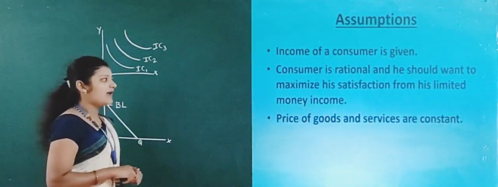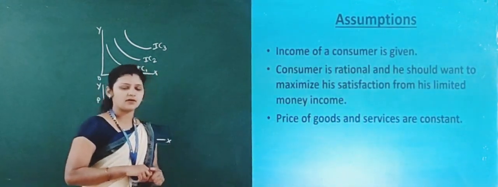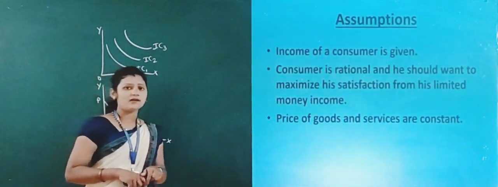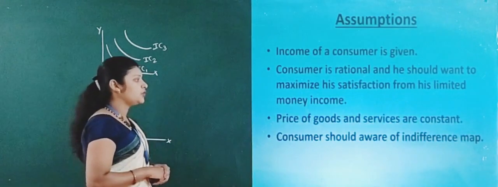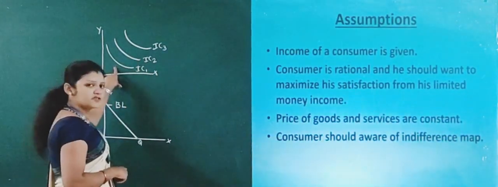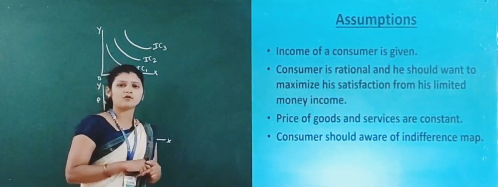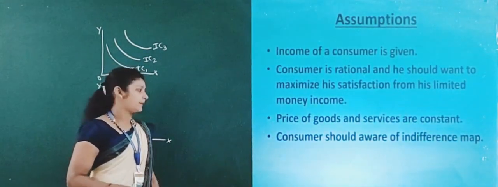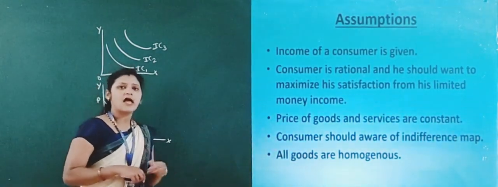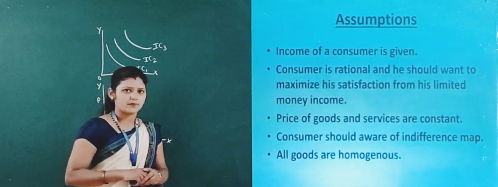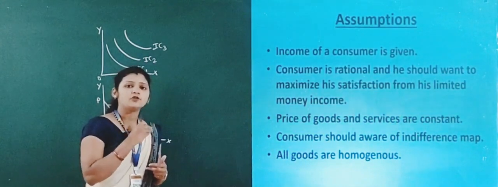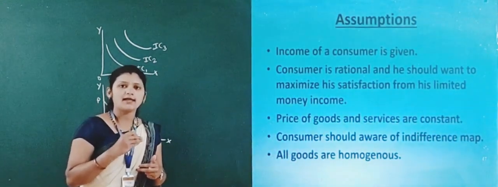The prices of goods and services are constant, meaning the prices of other related goods and services are constant. The consumer should be aware of the indifference map. All goods are homogeneous. Here homogeneous means identical or same. Means all the goods which are available should be homogeneous or identical.